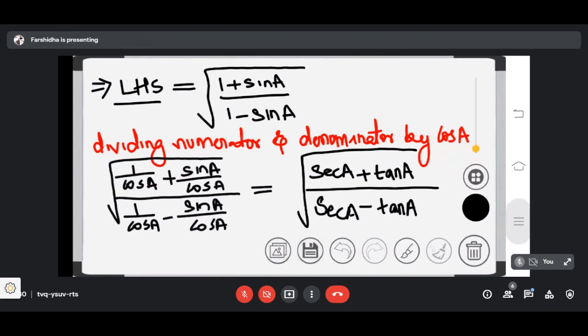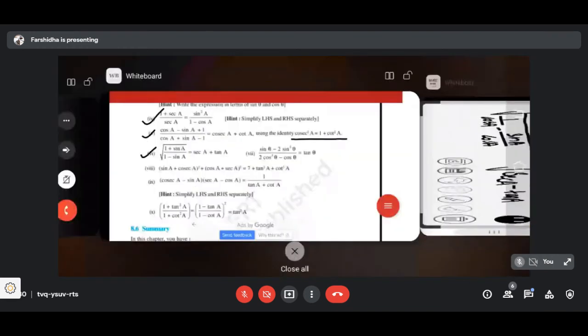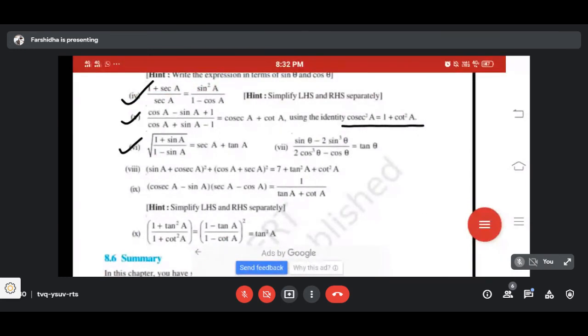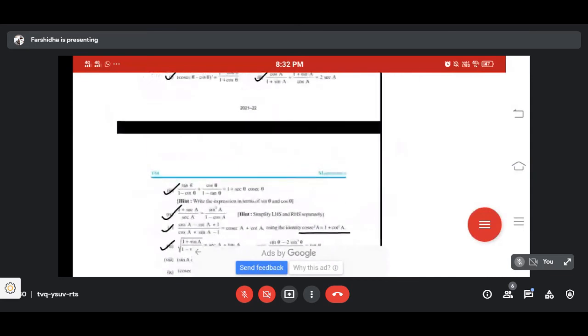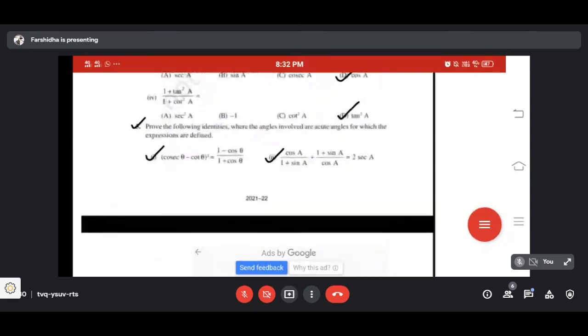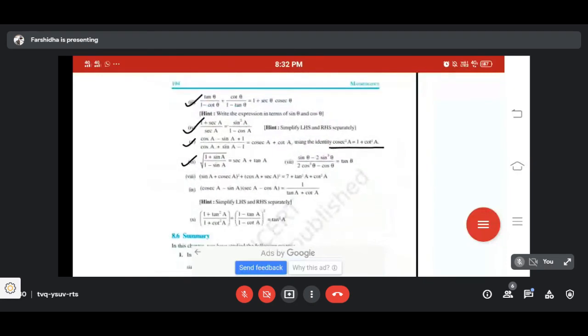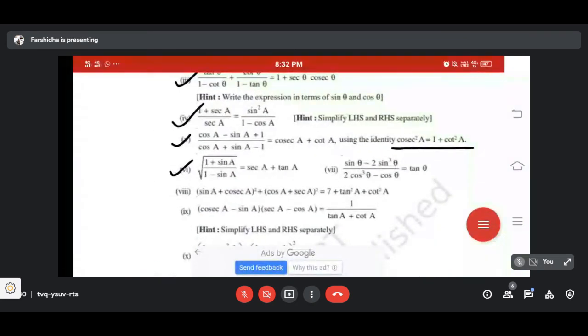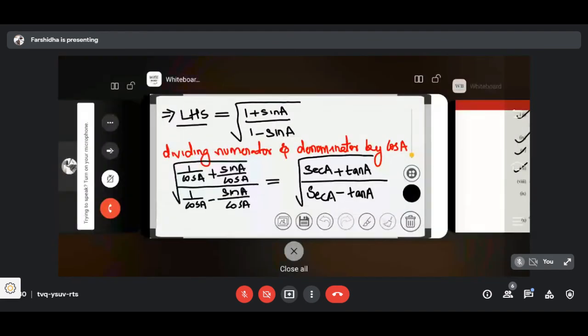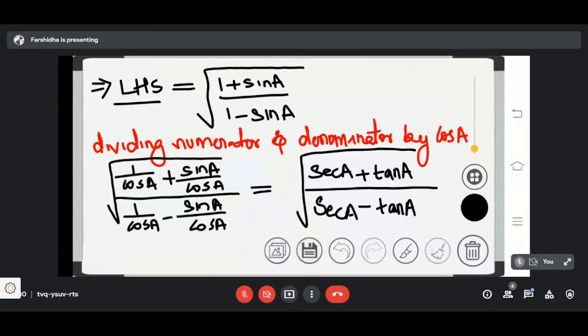I think Hibagania just joined the class. So, Gania, we are doing sub question 6 of question number 5 of exercise 8.4. Sixth one, root of 1 plus sin a divided by 1 minus sin a equal to sec a plus tan a. So, we just started the answer with LHS. Root of 1 plus sin a by 1 minus sin a.